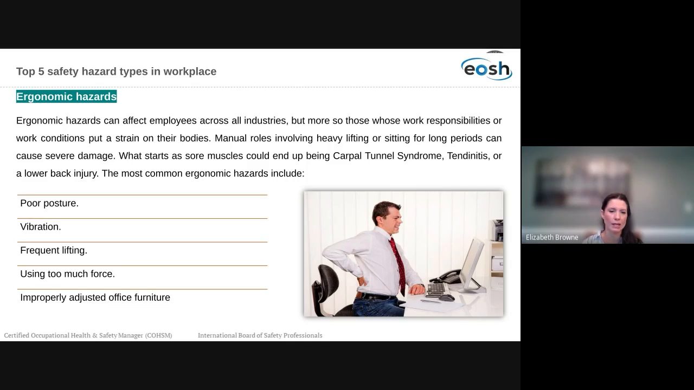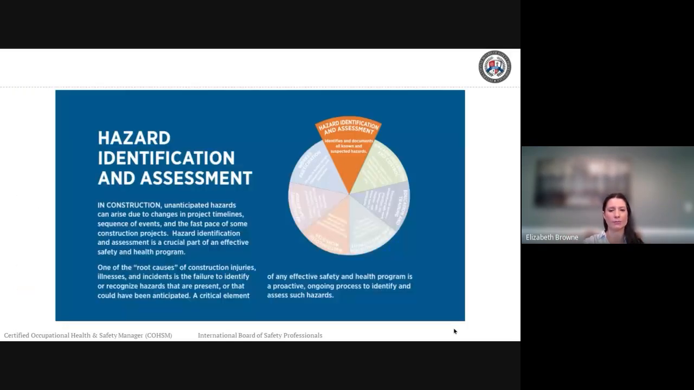Most common ergonomic hazards include poor posture, vibration, frequent lifting, using too much force, and improperly adjusting office furniture. So maybe our eyes or our neck or how we're sitting is causing strain on the body.